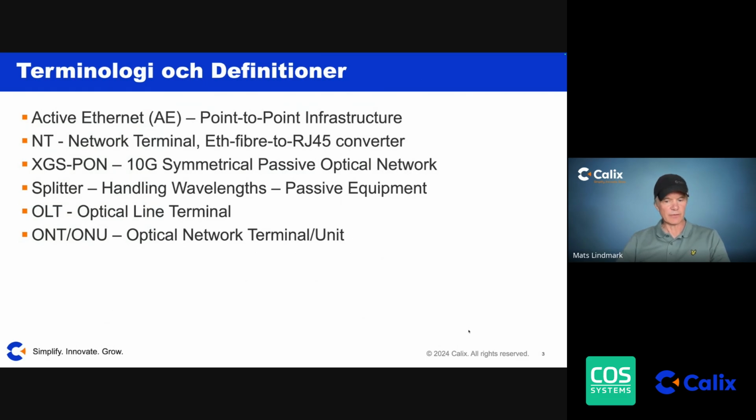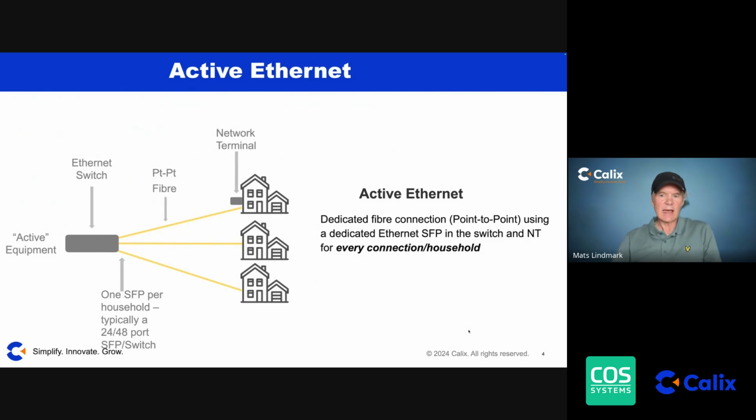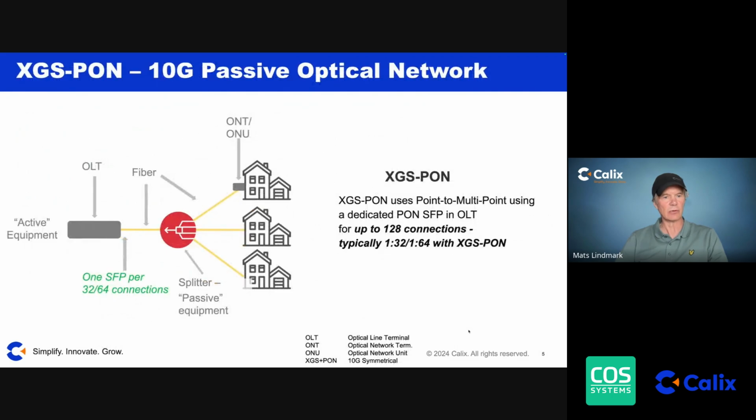Now, looking at some of these technologies in this network, we go from active Ethernet, which is a pure point-to-point infrastructure, towards something called XGS-PON. In the active Ethernet networks, typically what you have is an Ethernet switch, and each Ethernet switch has a single SFP or port to each and every household in the network, terminated at the traditional Ethernet network terminal. That means you have a dedicated fiber connection for each user to every household.